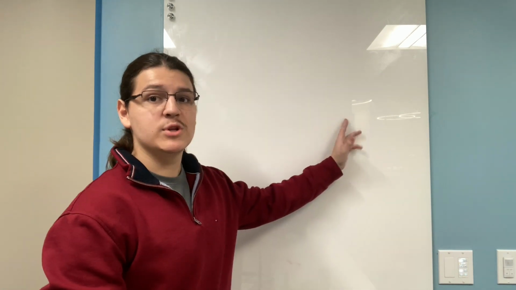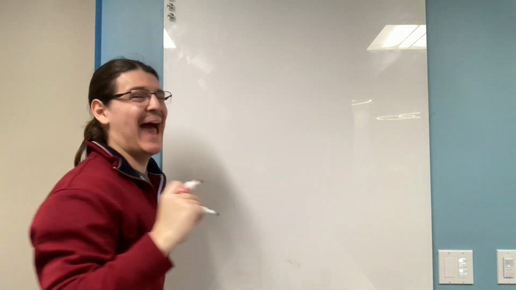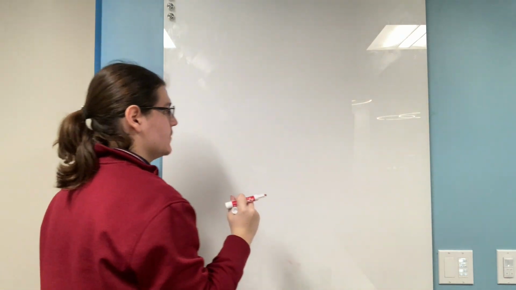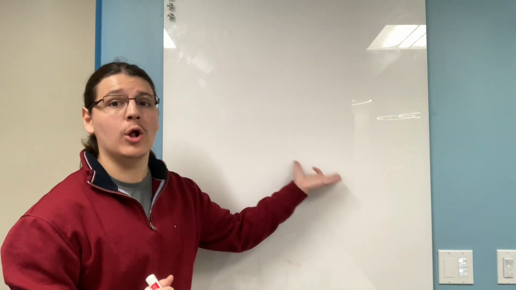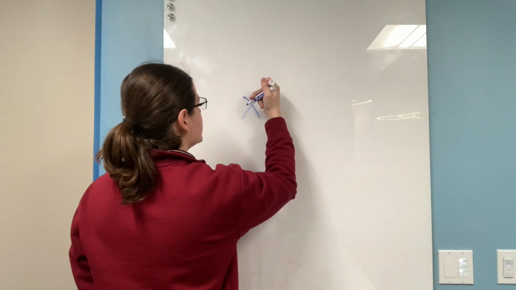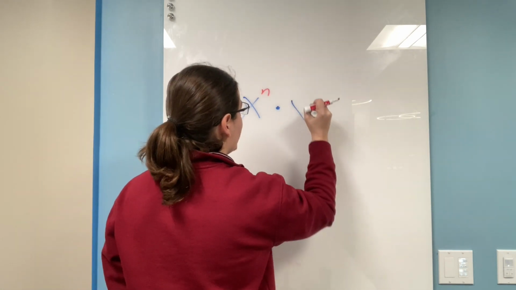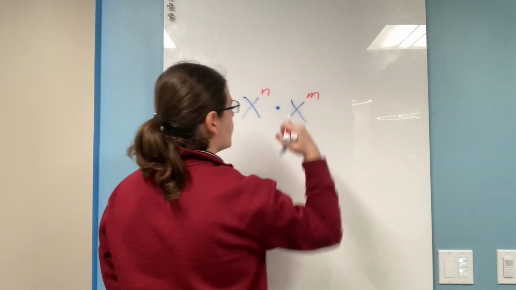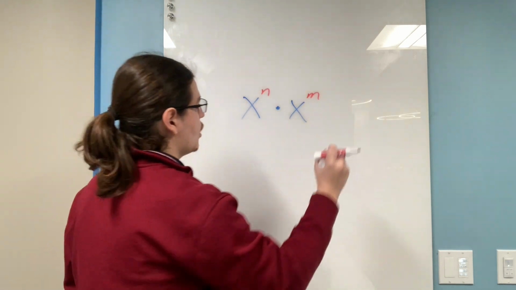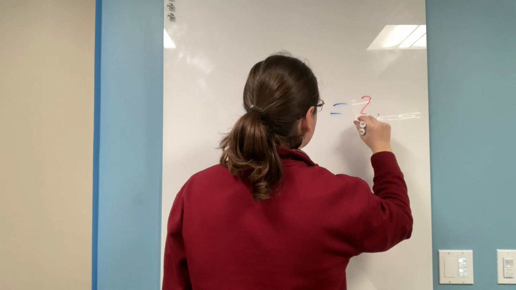Now, what if we had bases raised to an exponent being multiplied by each other? Say we had, I'm going to use n and m as our variables here, just to show that this applies for all numbers as exponents. If we had x to the nth power multiplied by x to the mth power, what would that look like? What is that equal to?